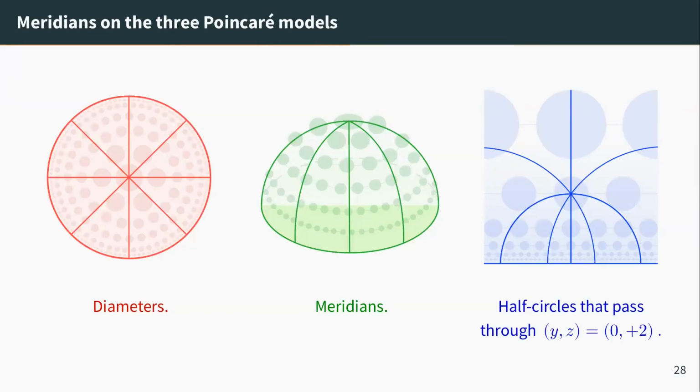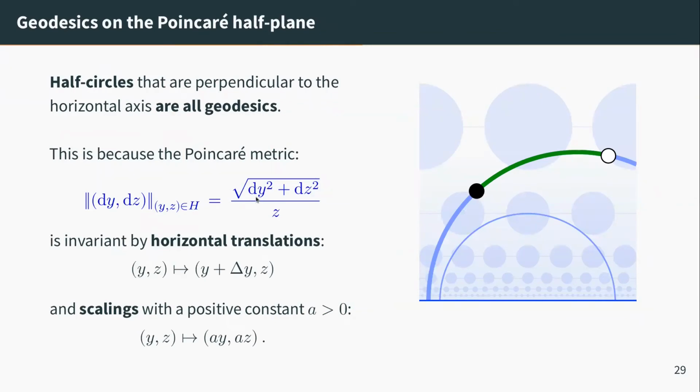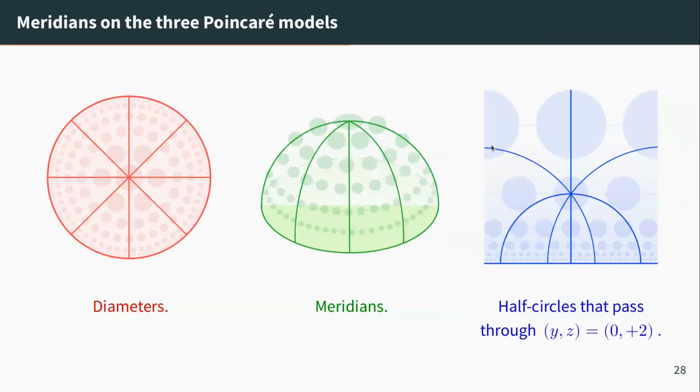So now, a priori, the only half circles that are geodesics are the ones that pass through the North Pole, so through this point 0 plus 2. But then we can look again at this Poincaré metric on the half plane, which is the Euclidean metric divided by z. And we remark first that it's invariant by horizontal translations. If I change the y coordinates, the horizontal coordinates of my points, so to (y, z) I associate (y plus delta y, z), I do not change the differential terms, I do not change the z, and so I get the same length elements. It's also something that's clear when you look at Tissot's indicatrix. It's invariant by translation, and so you know that all the horizontal translations of those half circles are geodesics.